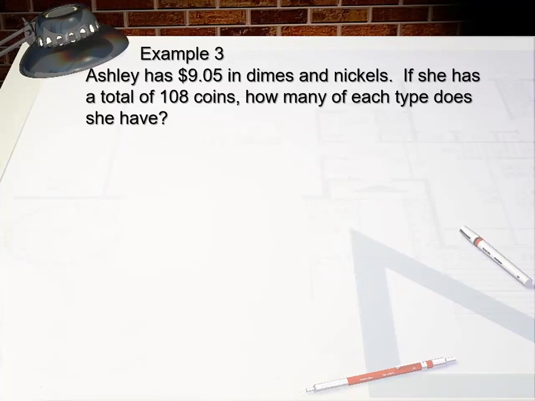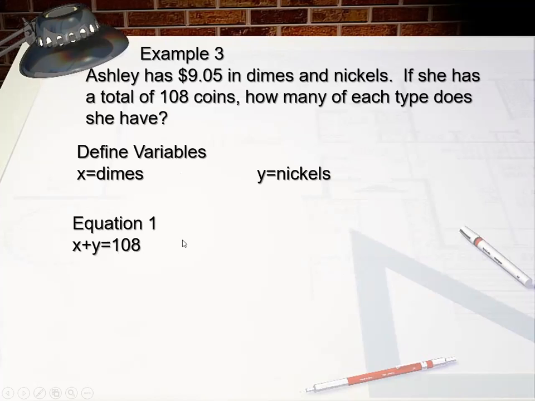So let's try a different one. Ashley has $9.05 in dimes and nickels. If she has a total of 108 coins, how many of each type does she have? So once again, I'm going to stick with my X and Y. I'm going to call X dimes and Y nickels. So that means dimes plus nickels, X plus Y equals 108 total coins. And now we have to deal with the dollars. Because a dime is 10 cents, 0.10x, and a nickel is 5 cents, 0.05y equals the $9.05. So this equation is all about the dollar value.